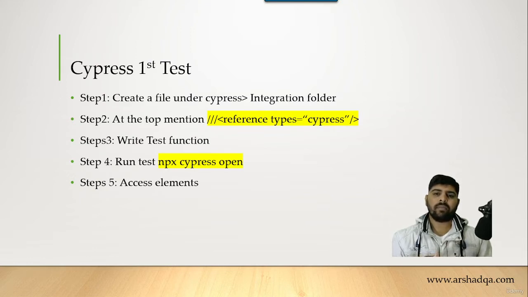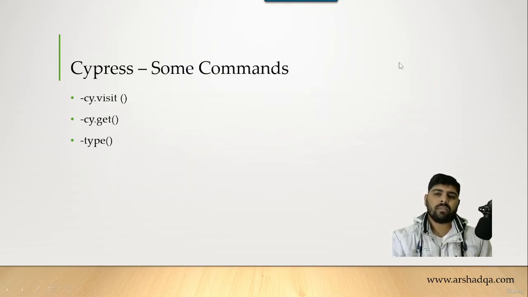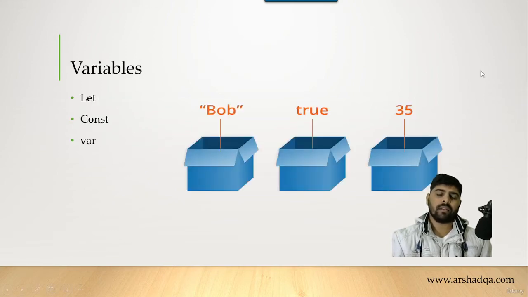npx cypress open will open the test runner, and we can run our test from there. I have already shown you how we can use the cy.visit command, which visits the given URL, and how we can use cy.get, which gets the element, and the type command. When we need to type something in a drop down or any control, we need to use cy.type. This types anything in the control.